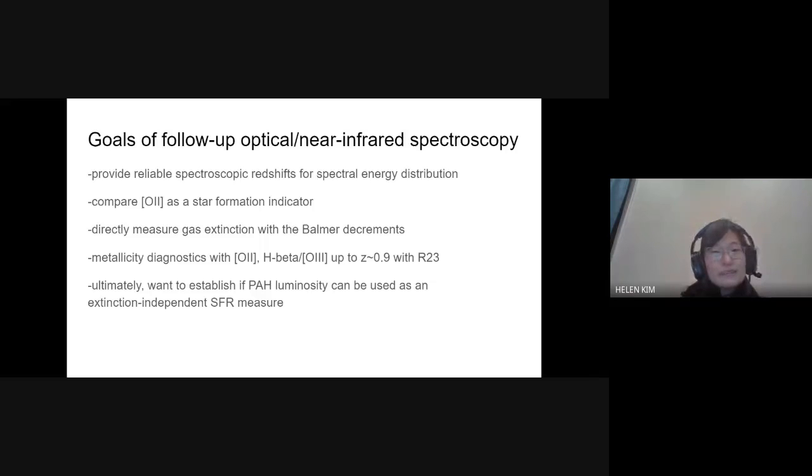But the main goal of our study was that we wanted to see if the PAH luminosity could be used as an extinction independent measure of the star formation rate.